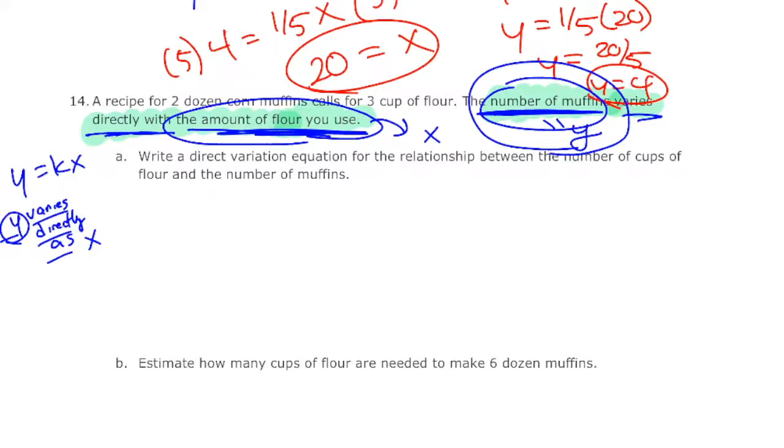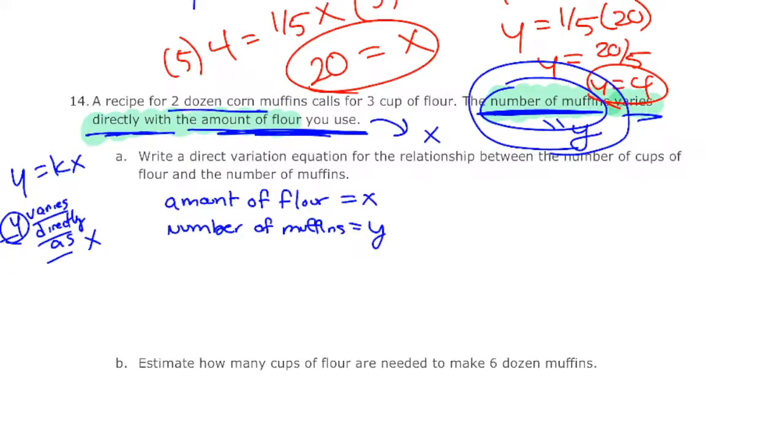So, let's rewrite that down here so that we can keep up with it. Amount of flour equals x. And the number of muffins equals y. Okay? Now, let's go back and see how much we have of this stuff.